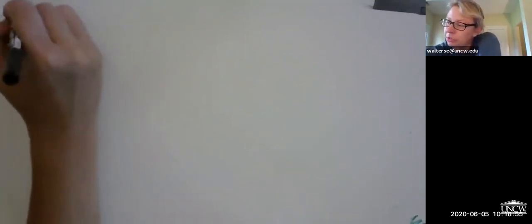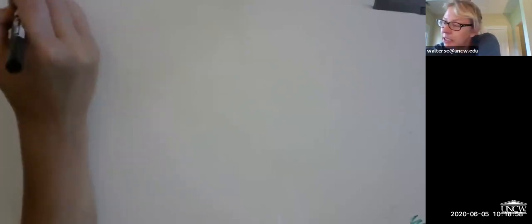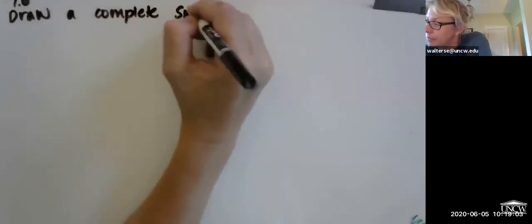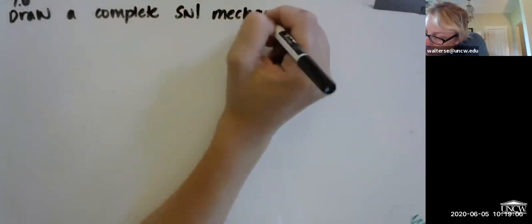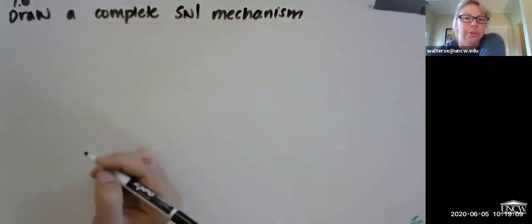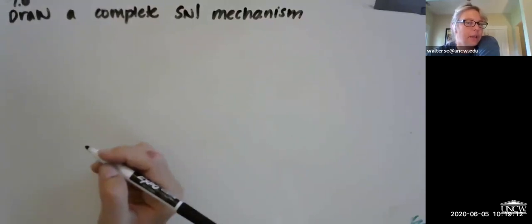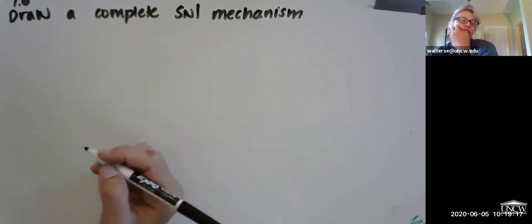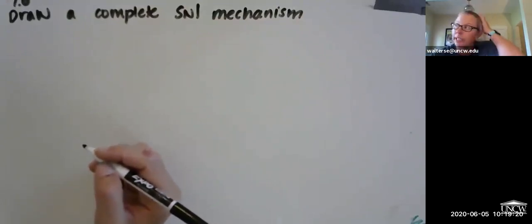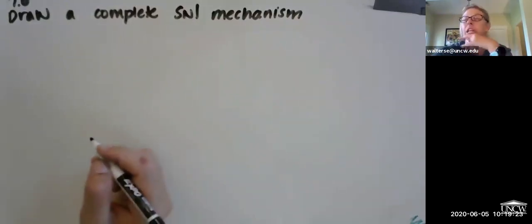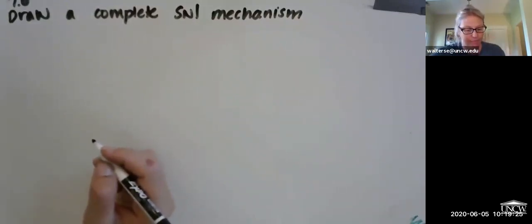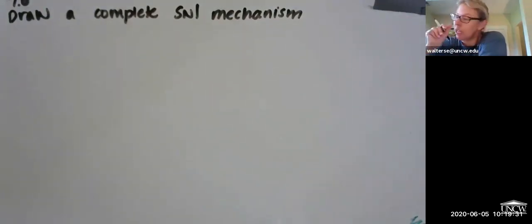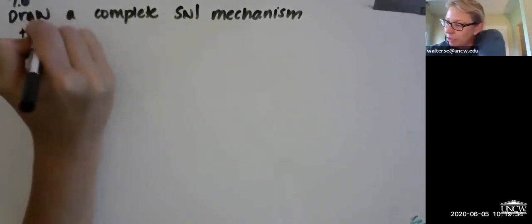So this is 7.6, drawing a complete SN1 mechanism. And honestly, even though you're not going to have to write for me a mechanism, I encourage you to practice writing these mechanisms, because if you have to take 212 and you take it in a regular term where there will be sit-down exams, you're going to have to know how to write all these steps. Okay, so the SN1 reaction, we have to remember, is two steps.